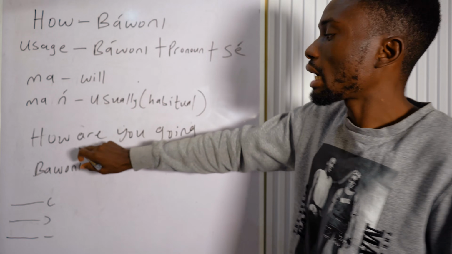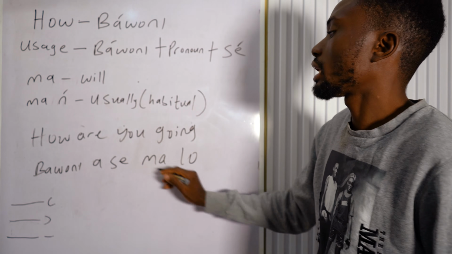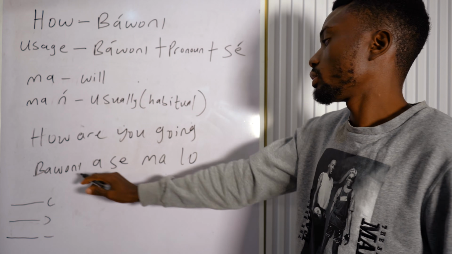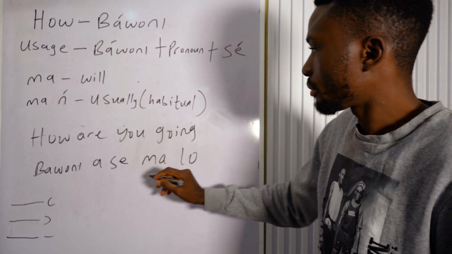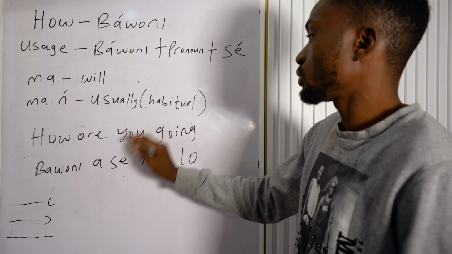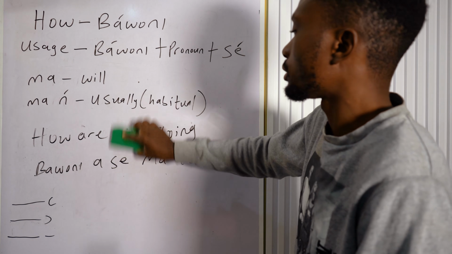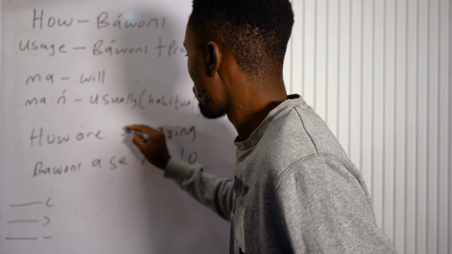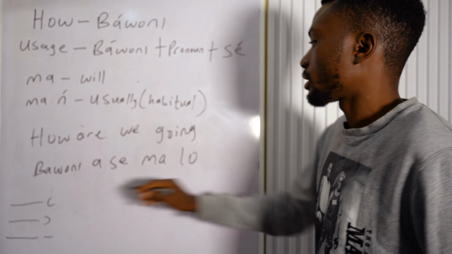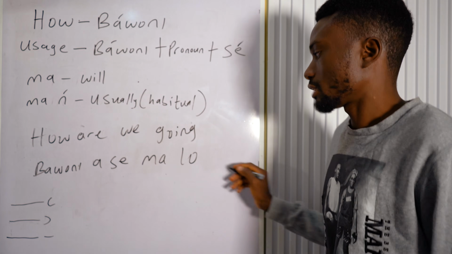So if it is how are, you will still use this máa. How are you going? Báwo ni. Oh, you is not you is. It is correct if I say how are we going? How are we going? Báwo ni a ṣe máa lọ? How are we going? Báwo ni a ṣe máa lọ?